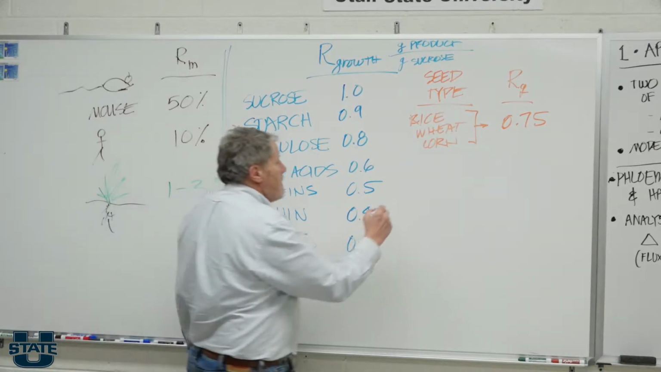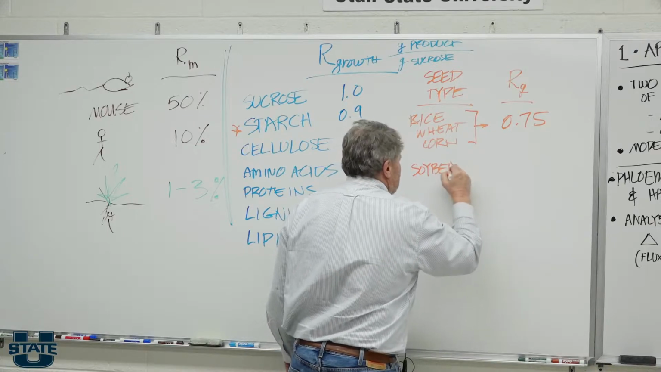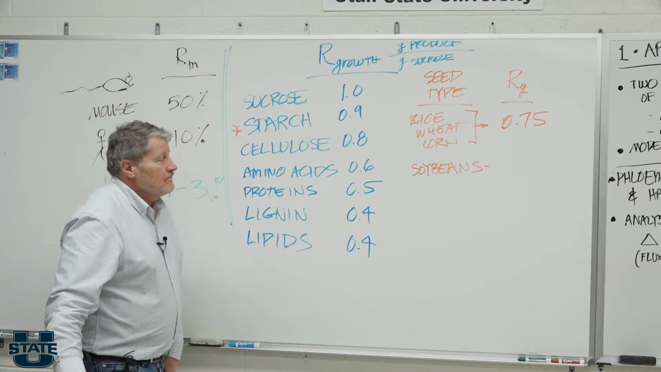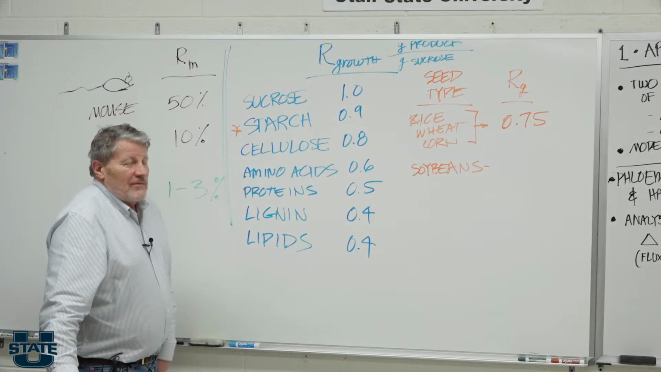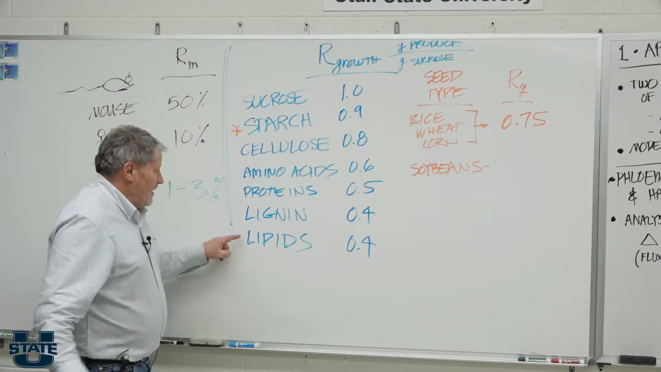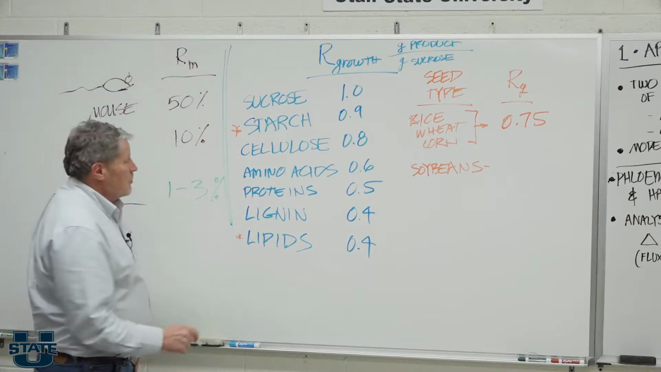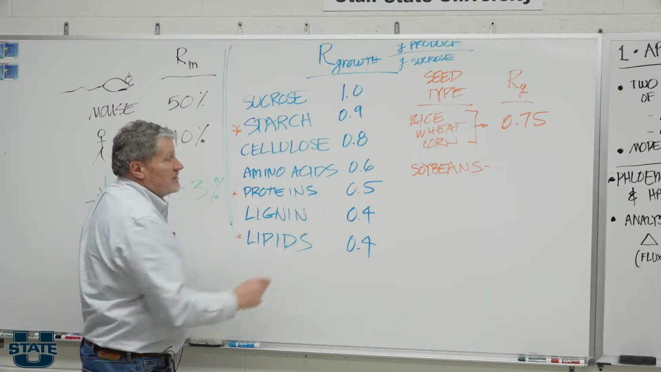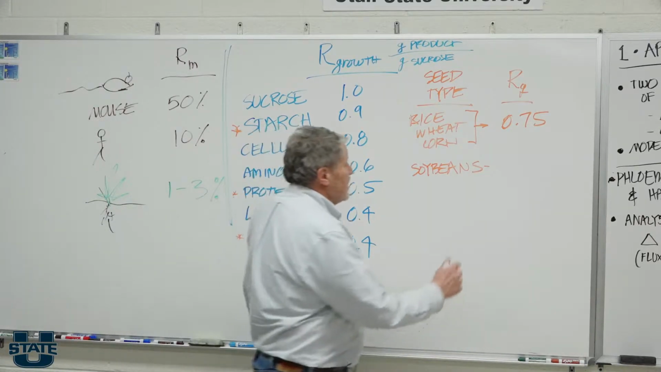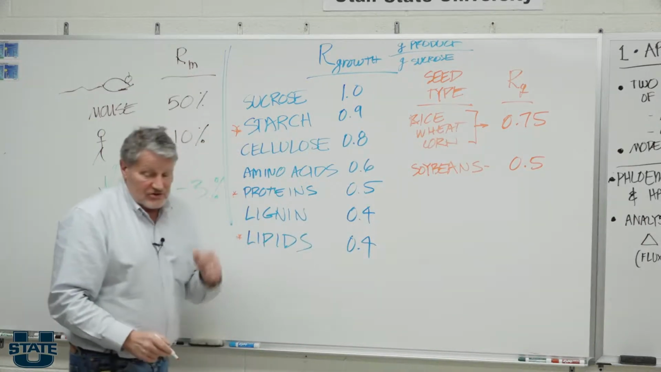Now we go to soybeans. And other crops like soybeans. What are soybeans famous for? What do we use them for? Soybean oil. They're high lipids. They're also high protein, much higher than rice and corn and wheat. So correspondingly, soybeans are lots harder to make. And this number falls to about 0.5 for soybeans.